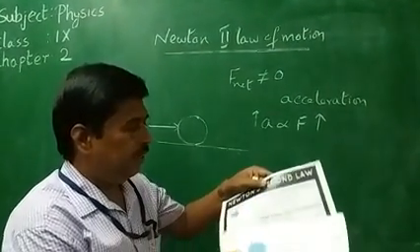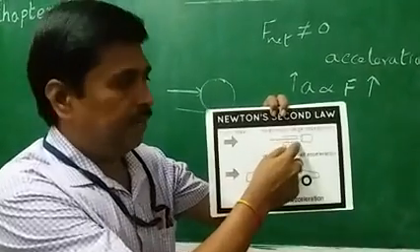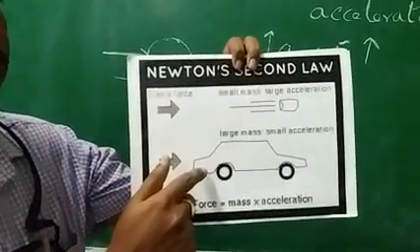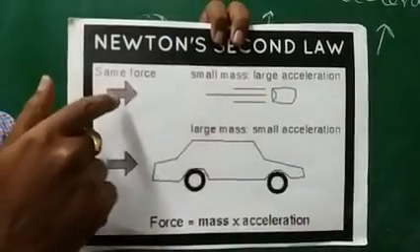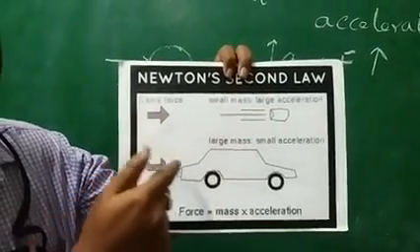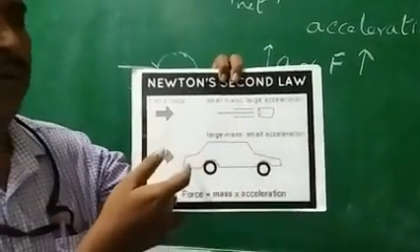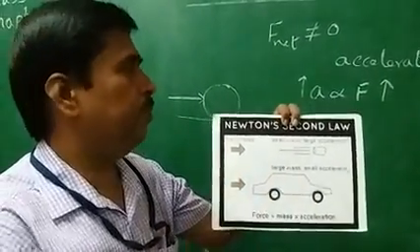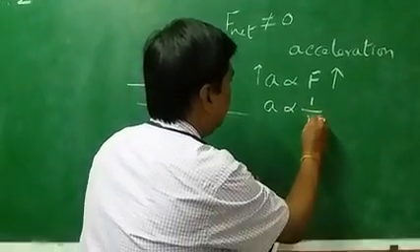Next, you are using objects of different mass. One has a heavier mass, another has a lower mass. If you apply the same force on both of these objects, the smaller object, which has less mass, will have more acceleration. When you apply the same force on both, the small object will have more acceleration, and when the same force is applied on a larger mass, that larger mass will have less acceleration. From this, what you can understand is that acceleration depends on the mass of the object, and it is inversely proportional. Acceleration is inversely proportional to the mass of the object.